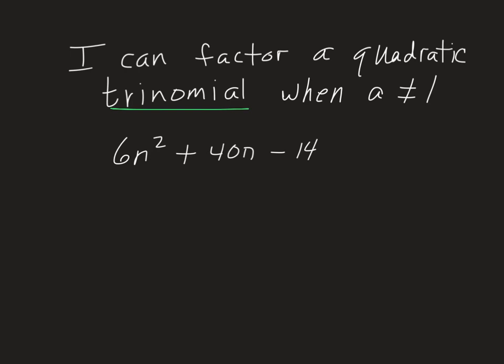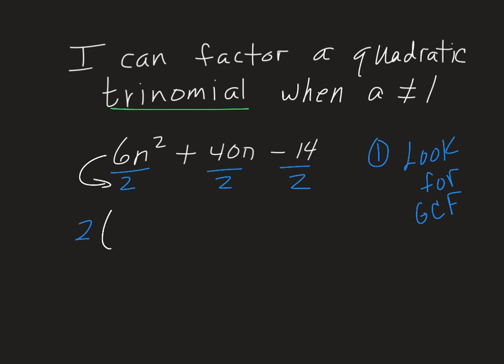So the very first step that we always use no matter what polynomial we're factoring is we look for a GCF. So I need to see if there is a common factor I can factor out of each of these terms, and there is. These are all even numbers, so I can factor a 2 out of each of them. So the first thing I'm going to do is factor out that 2. So 6 divided by 2 leaves me with 3n squared. That 40 divided by 2 is going to leave me with 20n, and negative 14 divided by 2 leaves me with a negative 7.